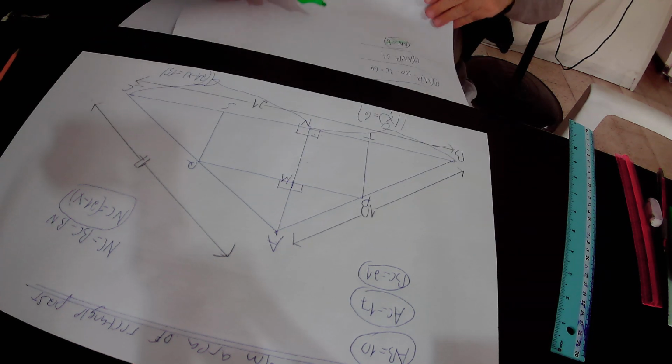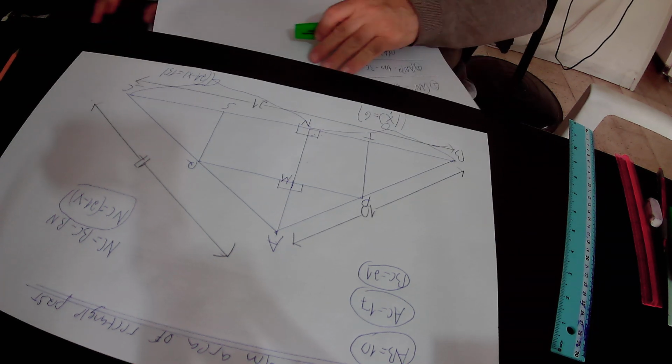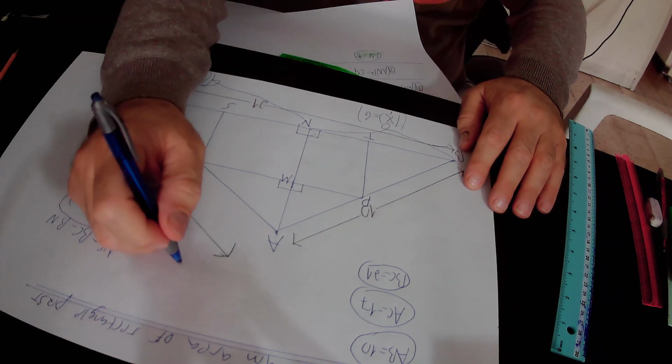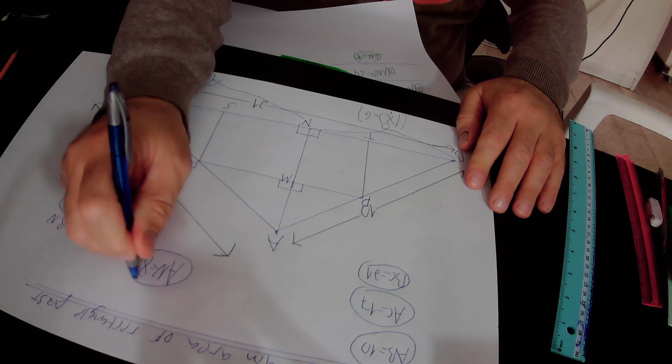So actually we found out that this line segment AN equals 8 units in its length. So I write it here, AN equals 8 units in its length.